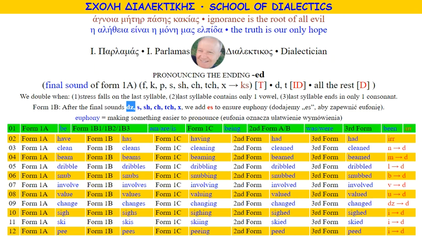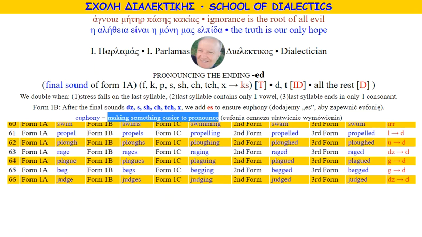To ensure euphony. Dodajemy ES, aby zapewnić euphonię. So, this is what's happening here, because if we just say change, it doesn't make sense. We have to achieve euphony, so we add ES, and euphony is about making something easier to pronounce. That's what euphony is about. So change, changes, changing, changed, changed.